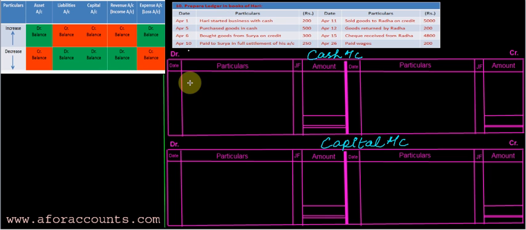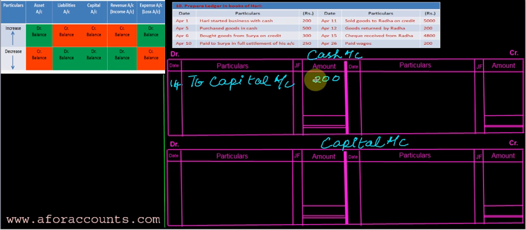Now I am not writing the entries here. Let's try to do it without jotting down the entries. Hari started business with cash 200. So the entry will be cash account debit to capital account. It is 1st April and the amount is 200.